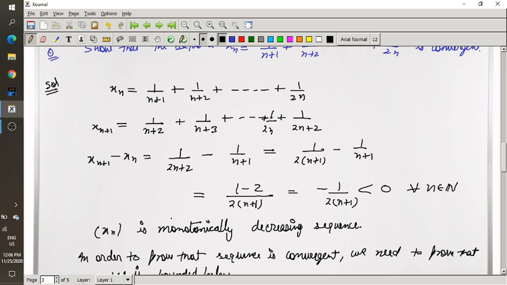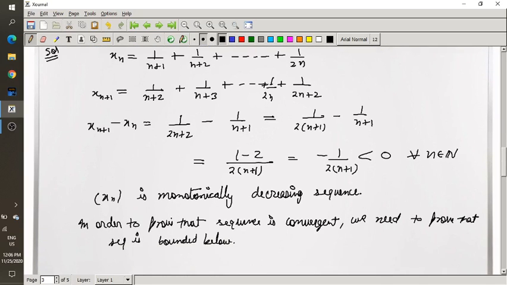Oh sorry, there is some mistake. Yes, there is some mistake here. I need to rectify it. So let me correct first. Actually, what we have missed here, the previous term will not be 2n, because it is increasing 1 by 1, n plus 2, n plus 3, and so on. So the previous term should be 2n plus 1. So here I have made a mistake, so I will rectify it.